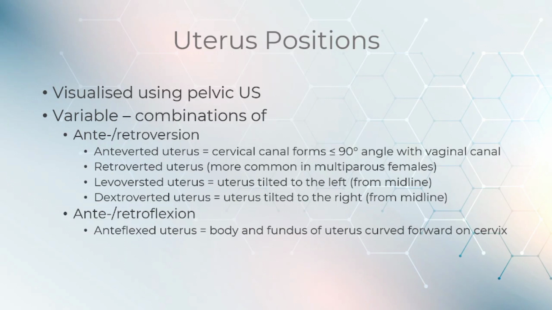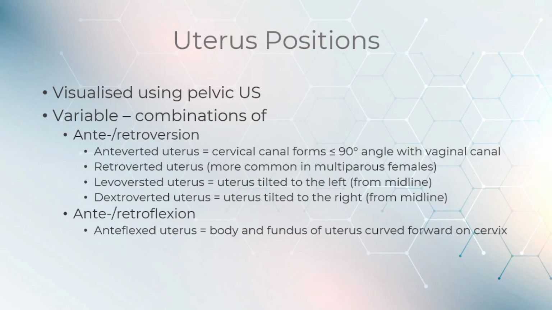An anteverted uterus is when the cervical canal forms an angle of 90 degrees or smaller with the vaginal canal. A retroverted uterus is the opposite and more common in multiparous females. A levoverted uterus is tilted to the left compared to the midline, and a dextroverted uterus is tilted to the right compared to the midline.